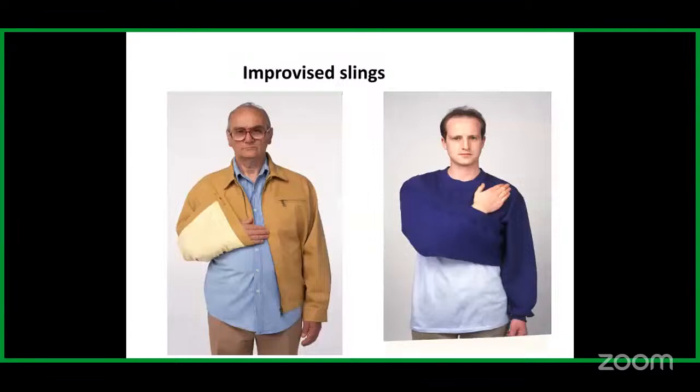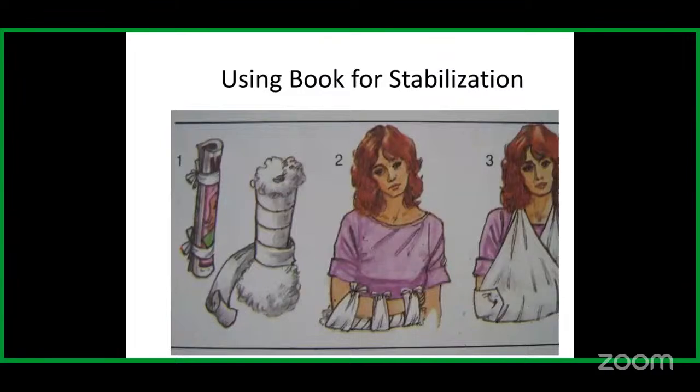Okay. So there are improvised slings when nothing is available. We can use a shirt and jacket itself to convert that into a sling. Here you can see a book, a magazine, used as a splint.